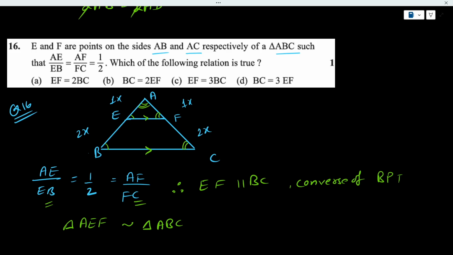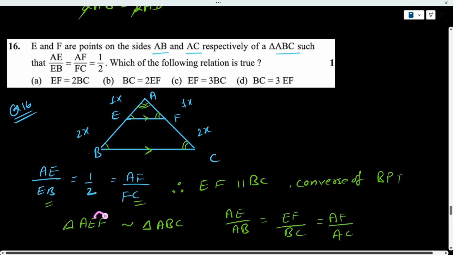Now you know that whenever two triangles are similar, their corresponding sides are in equal ratio. So AE by AB will be equal to EF by BC will be equal to AF by AC. How do we get this? If you have written the right correspondence, AE by AB equals EF by BC equals AF by AC, right?